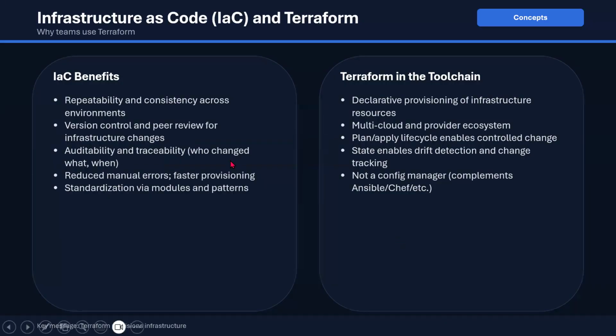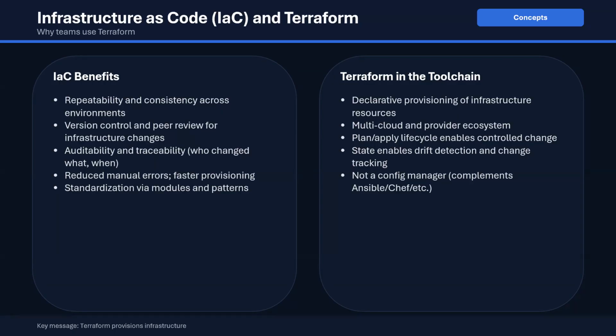Is it clear? Then of course Terraform is also used for multi-cloud. It's a multi-cloud technology that we can use to create resources in different cloud environments like Azure, GCP, and AWS. And of course, it has a rich provider ecosystem. Plan, apply, lifecycle enables controlled change, state enables drift detection, and change tracking. It's not a config manager, but it complements Ansible and Chef.